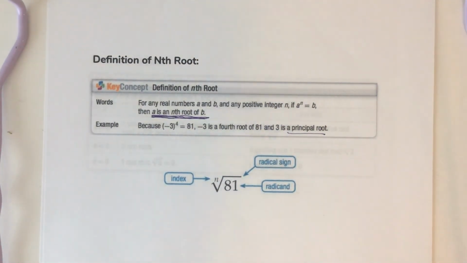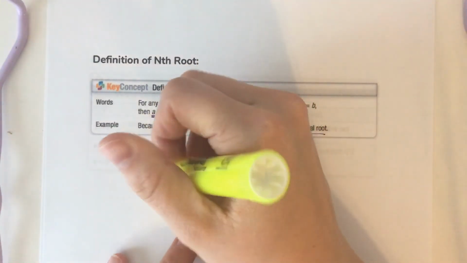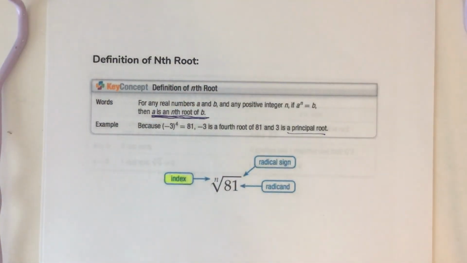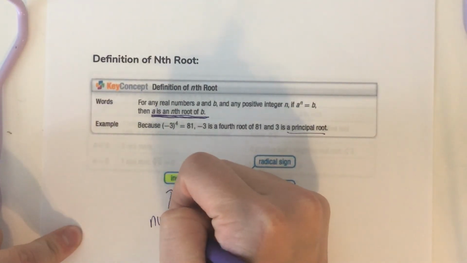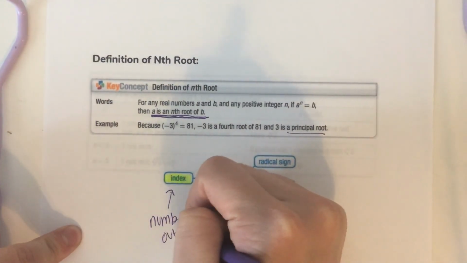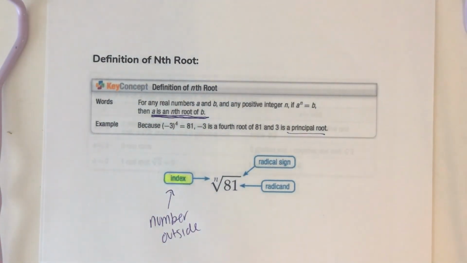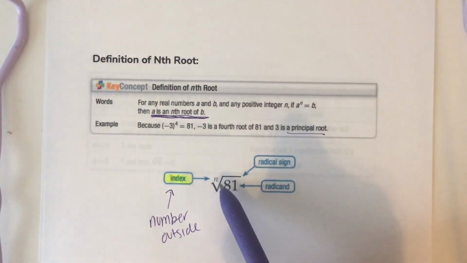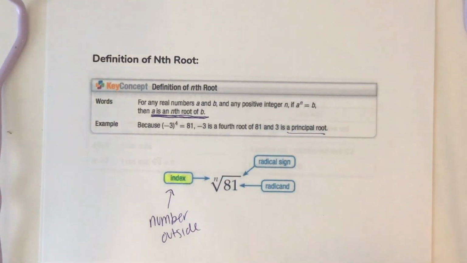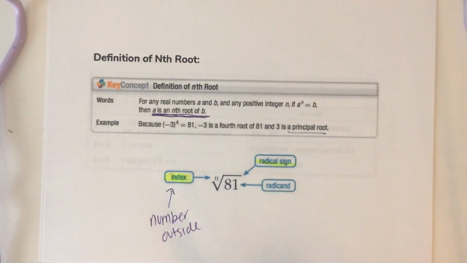And then just a little vocab before we jump into some different stuff. The index is what we refer to as, in this case, the n, the number outside. You can think of it as the number in the little check mark of the square root. The radical sign is obviously what we're used to seeing, the square root sign. In this case, we're going to be working with not just square roots, but still just that little check mark looking thing. And then the radicand is what's under the square root.